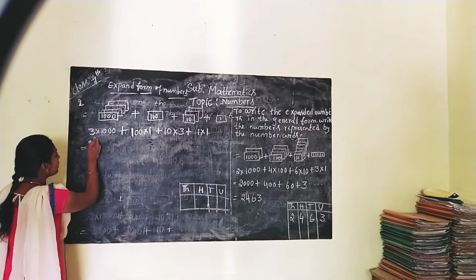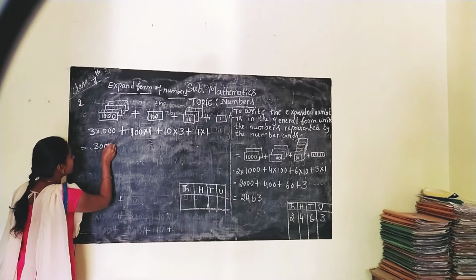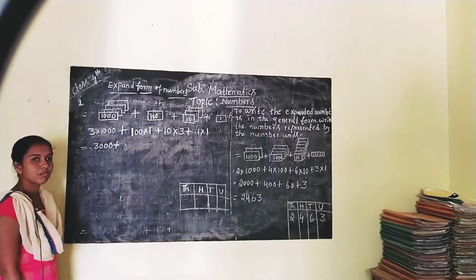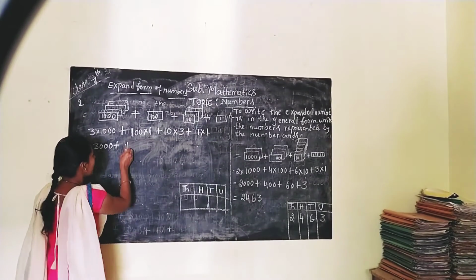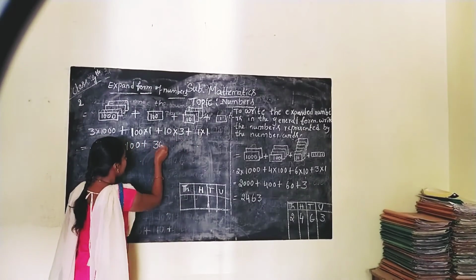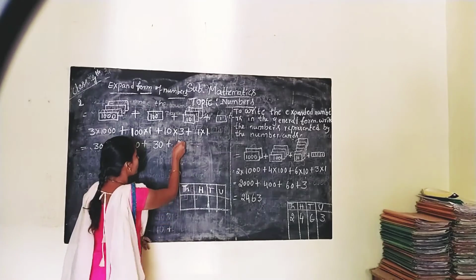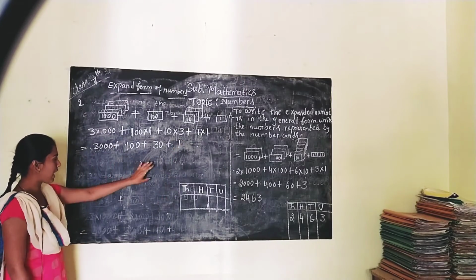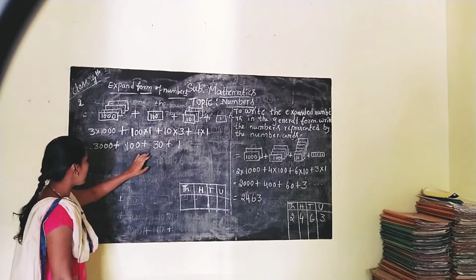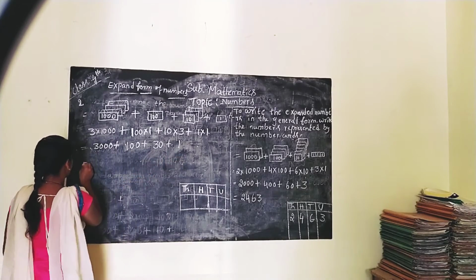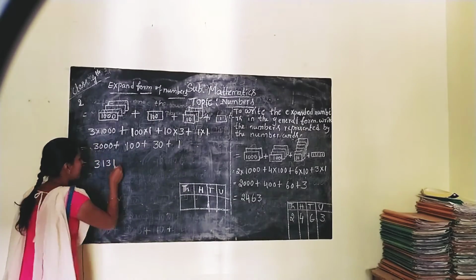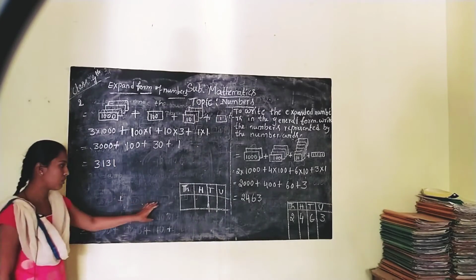Okay. 3 into 1000, 3000. Next, 100 into 1, 100. Next, 10 into 3, 30. Next, 1 into 1, 1. Next, now we have to add 3000 plus 100 plus 30 plus 1. 3131. This answer is also used in the place value chart.